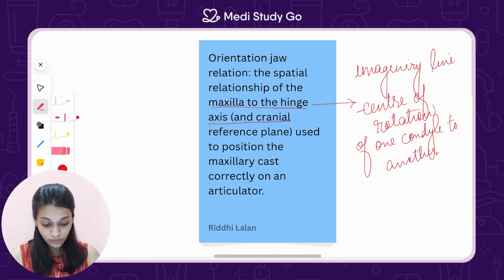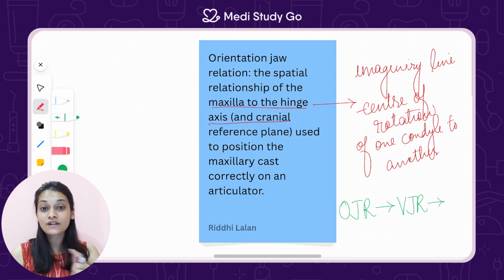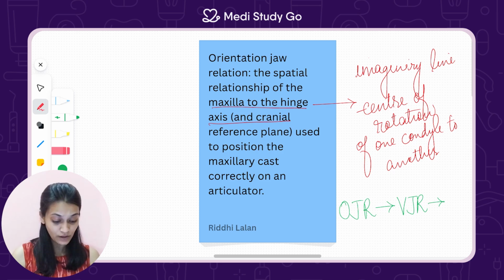So, it is always necessary to understand that it is going to follow the order of orientation jaw relation. Then we do vertical jaw relation, in which we orient the mandible, and then we position them together in relation to each other, which is the centric or the horizontal jaw relation.